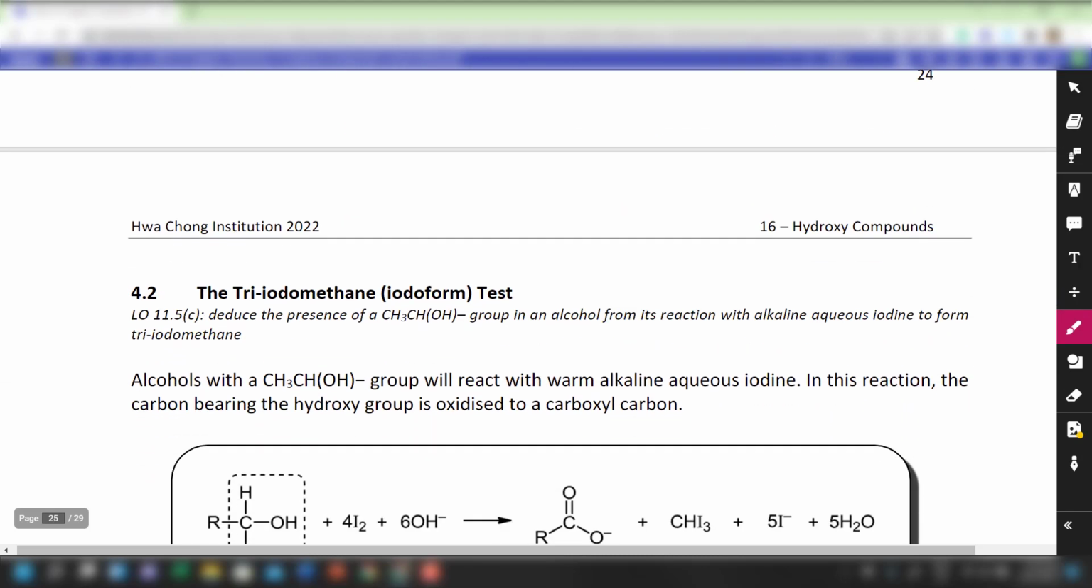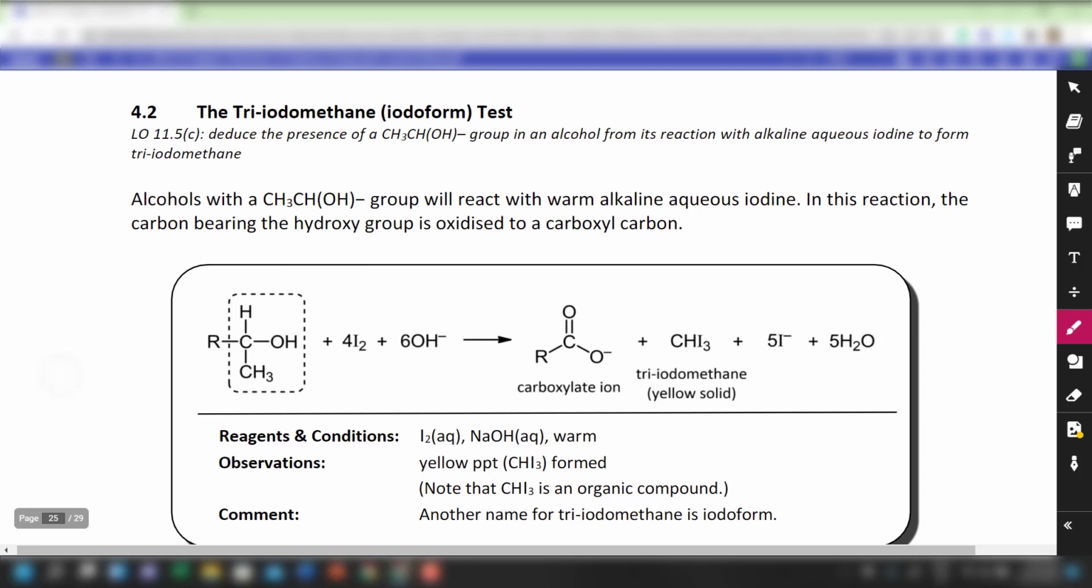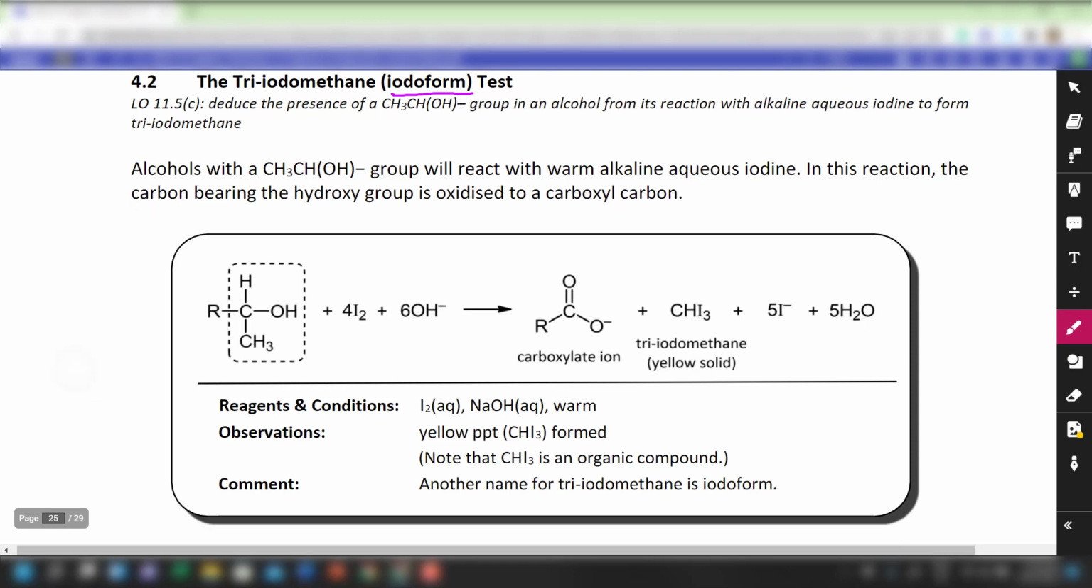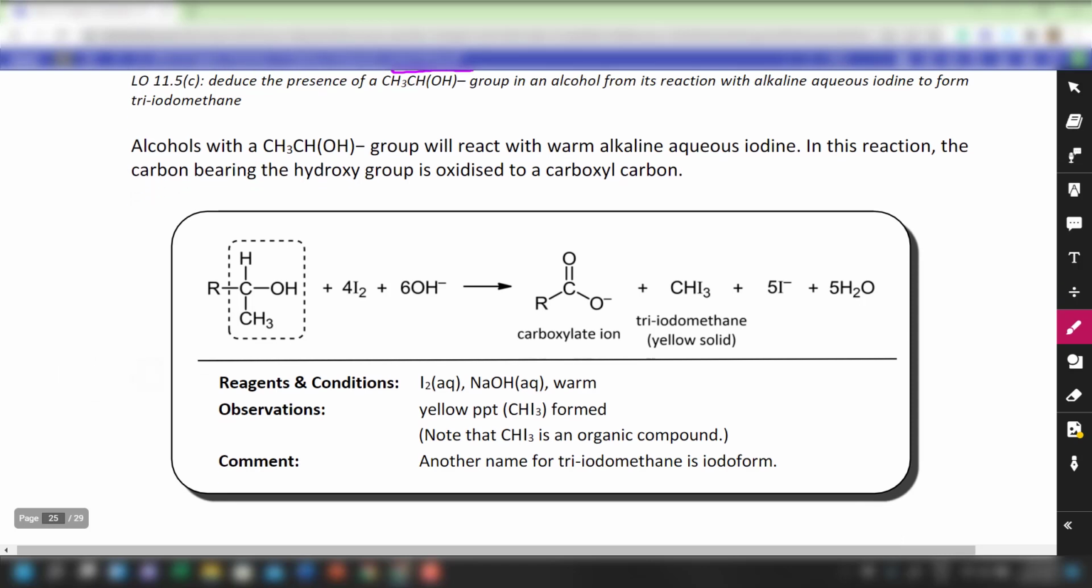I'm going to move on to the next section, which is on the iodoform test. Iodoform is an old name for CHI3. The modern IUPAC name is tri-iodomethane. Why is it called tri-iodomethane? Because it has the structure of methane, but 3 of the H are replaced by iodine. So this is the balanced equation.